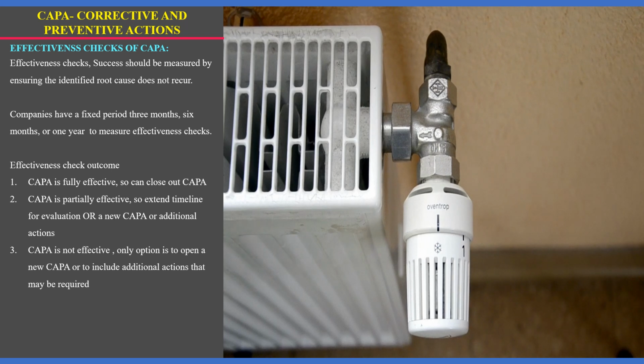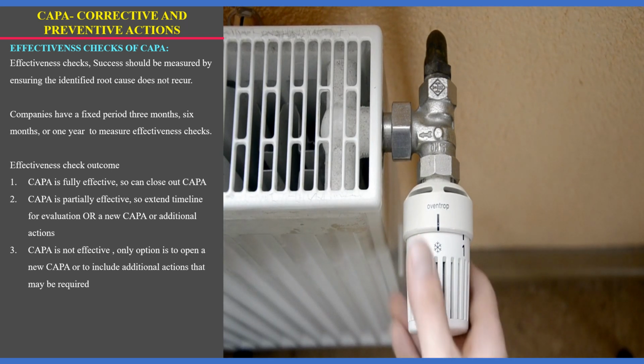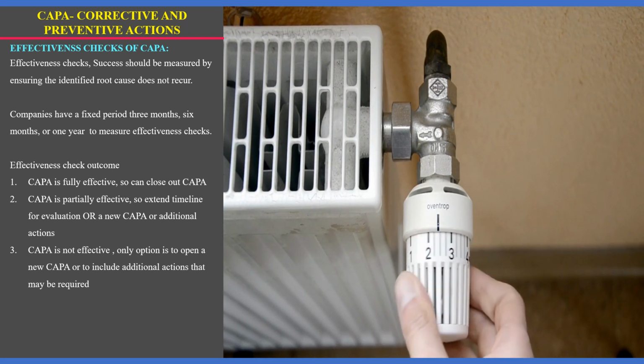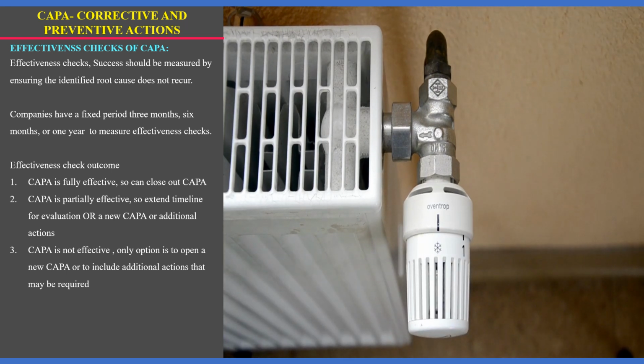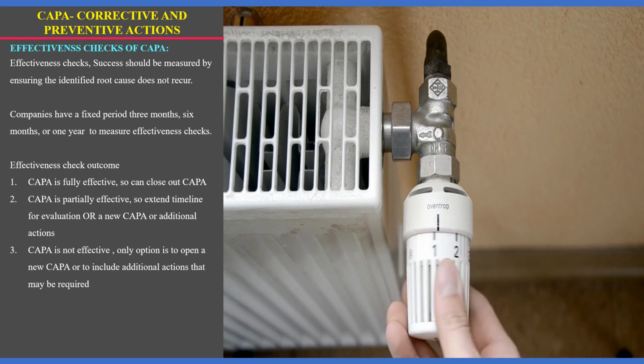The effectiveness check success rate should be measured by ensuring the identified root cause does not recur. Companies have a fixed period of 3 months, 6 months or 1 year to measure the effectiveness check. The effectiveness check outcomes are categorized into 3.